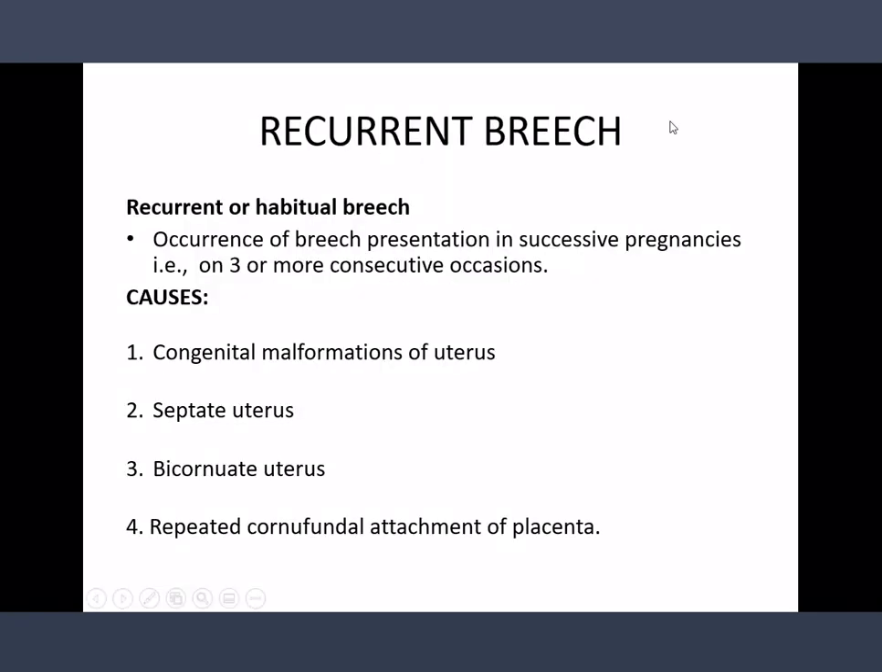Next comes the recurrent breech. If there is breech presentation in all three pregnancies consecutively, it is known as recurrent breech or habitual breech. The commonest reasons for recurrent breech are congenital malformations of the uterus like septate uterus or bicornuate uterus. And the next common reason is repeated cornufundal attachment of the placenta.